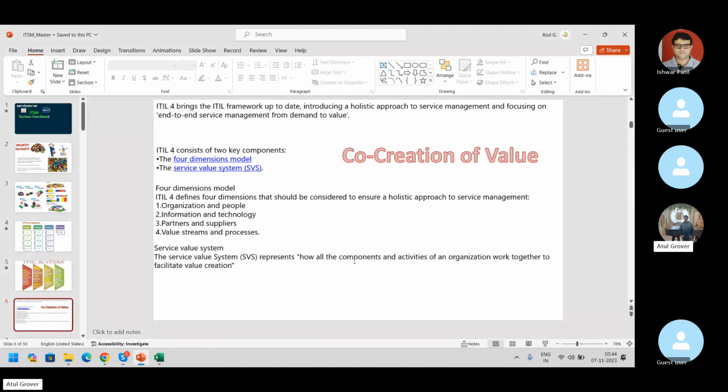Our intention is that all components and activities of the organization work together to facilitate the creation of value. We need to work hand in hand, joining hands. Only then can we achieve the value.